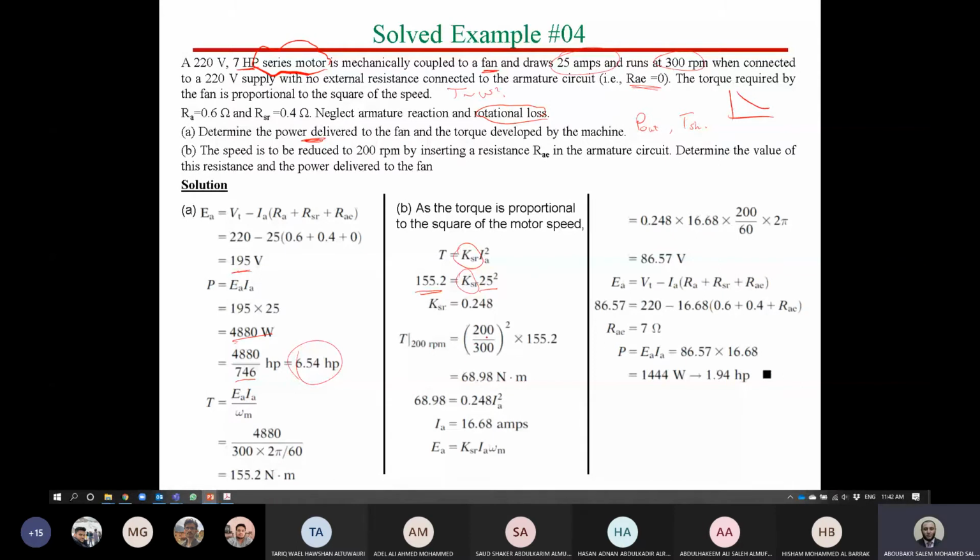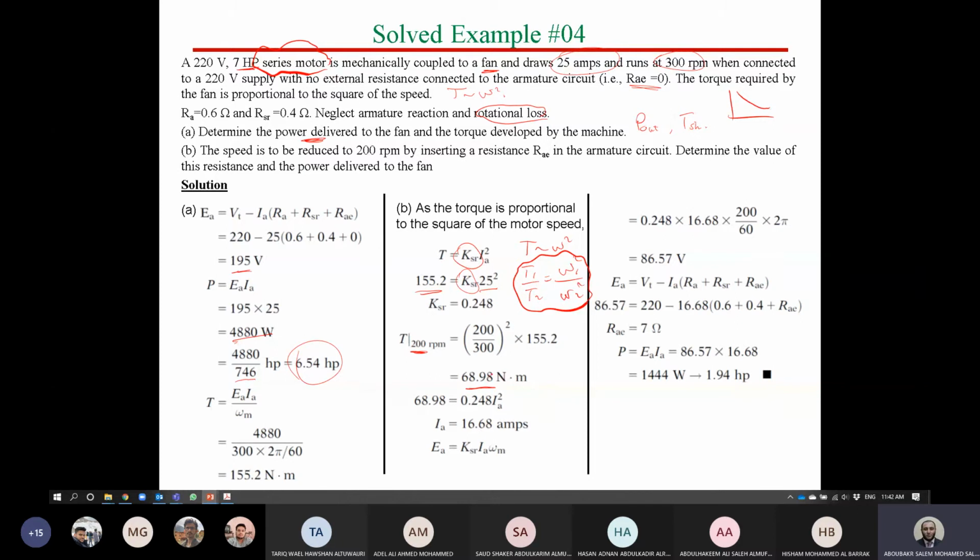Also, we have the relation of the motor with the load torque. You have a fan load, which means torque is proportional to omega squared. So this means T1 over T2 equals omega 1 squared over omega 2 squared. Starting from this relation of load torque with the machine, we can get the new value of torque at 200 RPM. So this now represents the new value of torque.